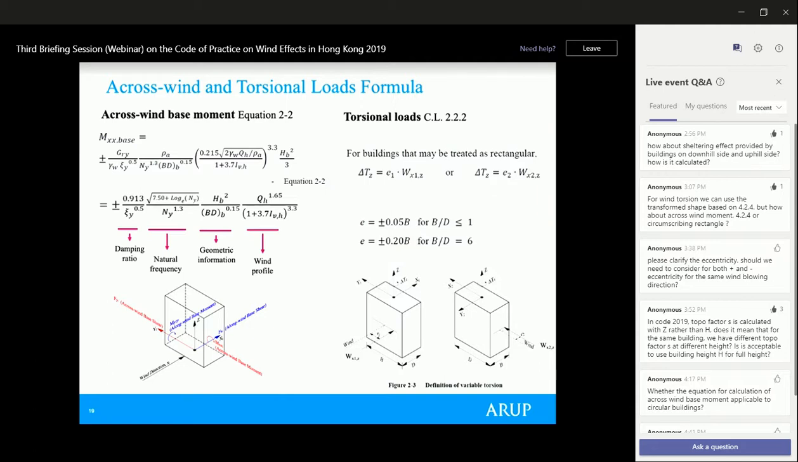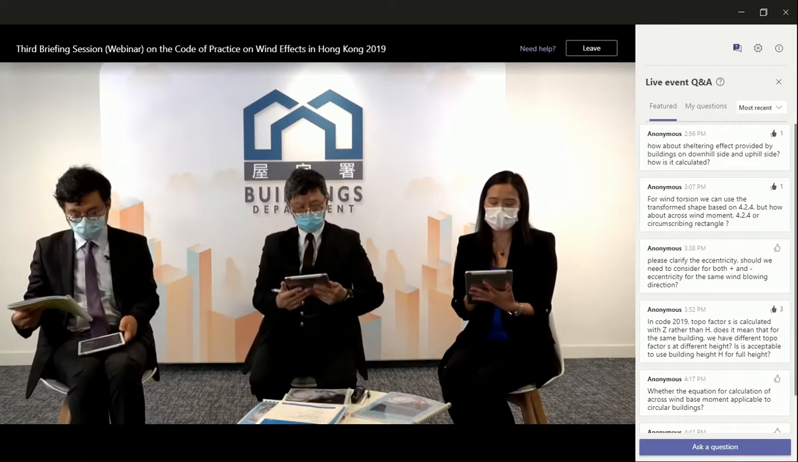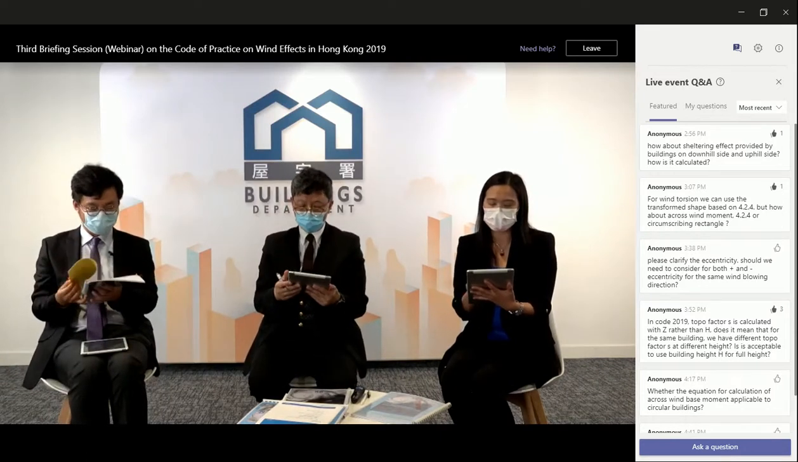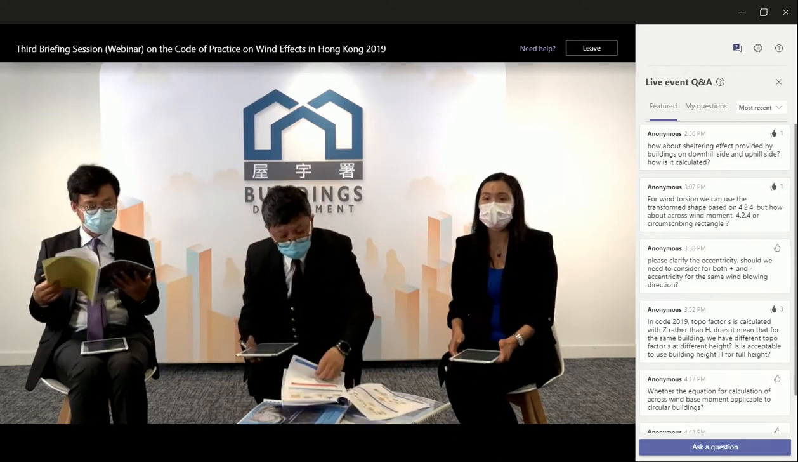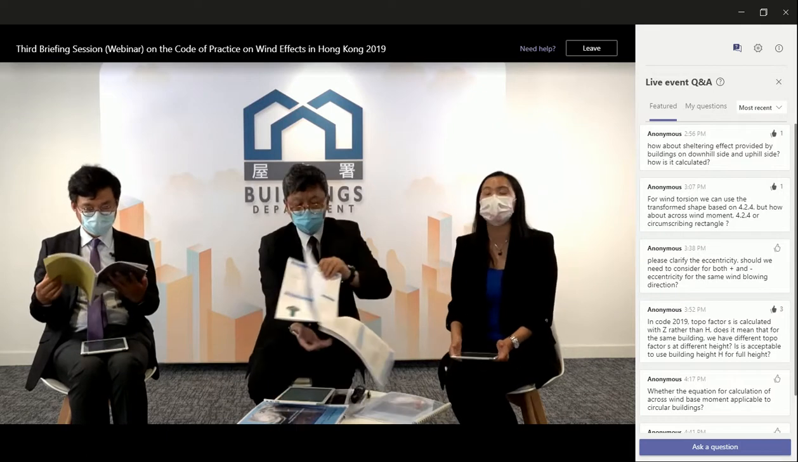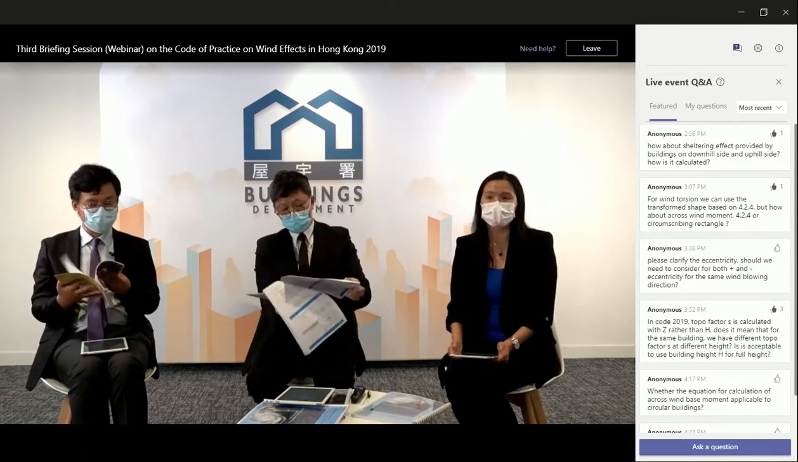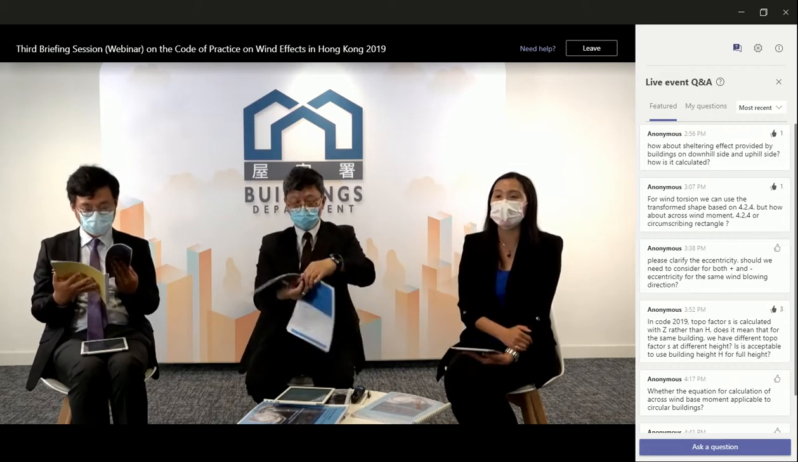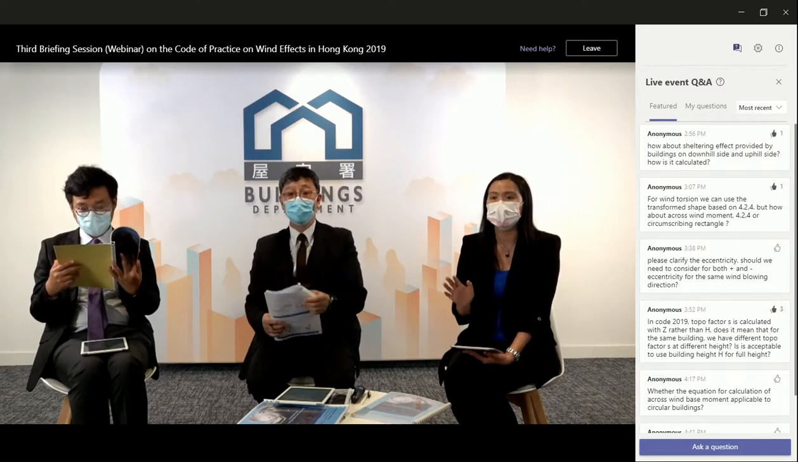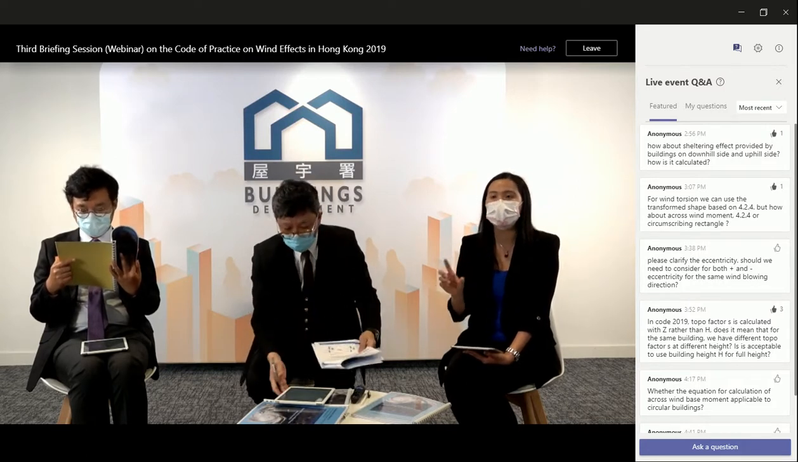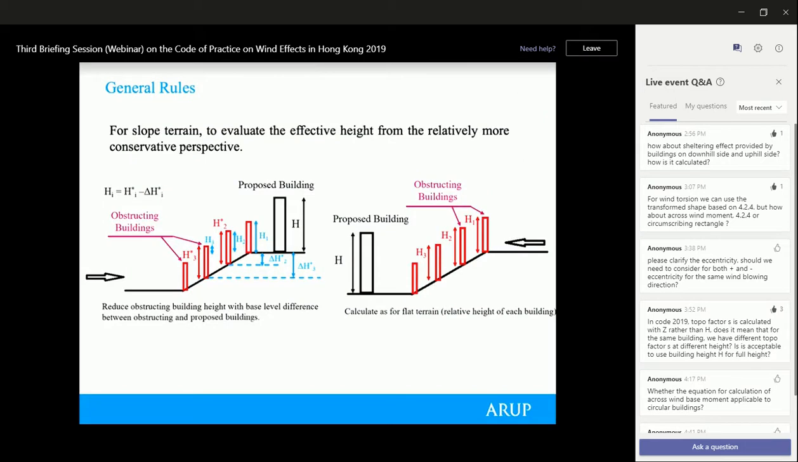Then we shift to the next question: how about the sheltering effect provided by buildings on the downhill side and uphill side? How is it calculated? I think this is covered by the PowerPoint. As I mentioned earlier, the sheltering effect is assessed assuming that the buildings are on flat terrain. But in such a case, how we take the building height for estimating the sheltering reduction HD, we need to be on the conservative side.